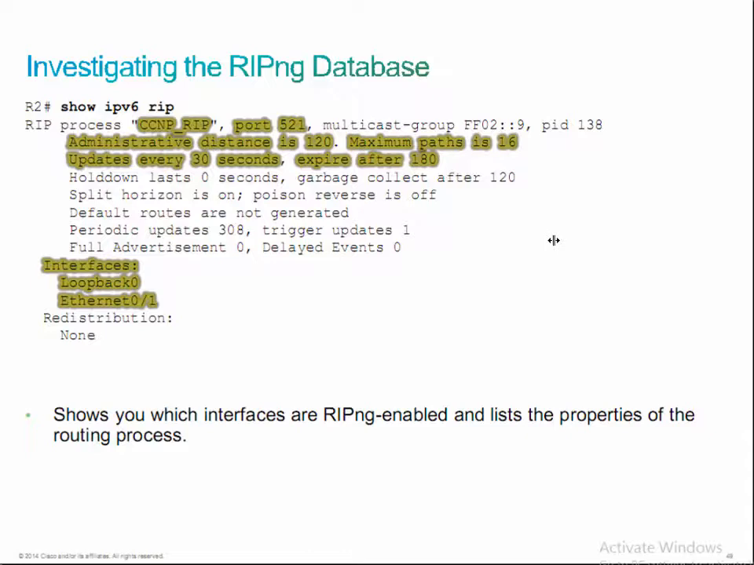Updates every 30 seconds, typical for a traditional distance vector protocol. Expires after 180 seconds. That's why we saw those routes stay in the routing table, even though we vacated those routes from the routing table.